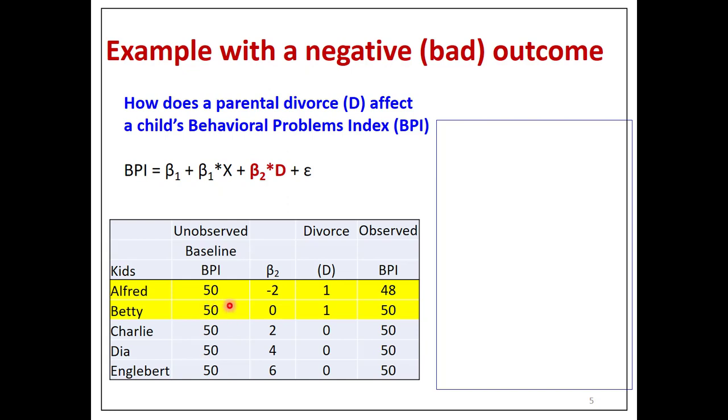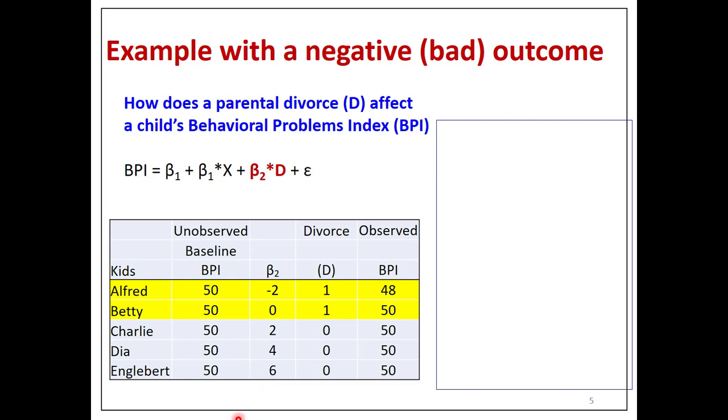Okay, and then of course, it's not reasonable to think that every child would have the same effect. Rather, that effect, that beta 2, is going to be different for each child. Each child is going to be affected differently by the divorce. And so let's say that Alfred would actually have reduced behavioral problems as a result of the divorce. Betty would be unaffected, and then Charlie, Dia, and Engelbert would have increasing problems as a result of the divorce.